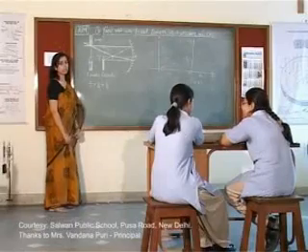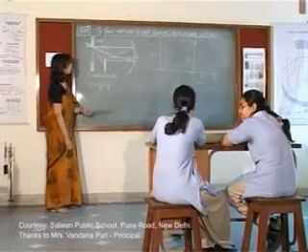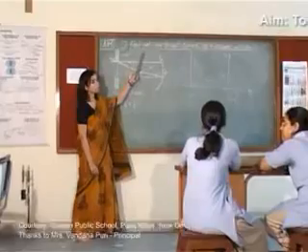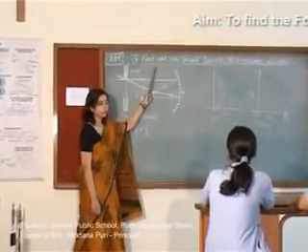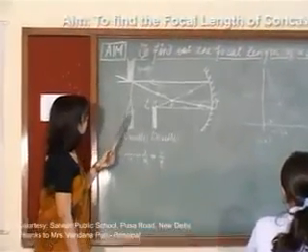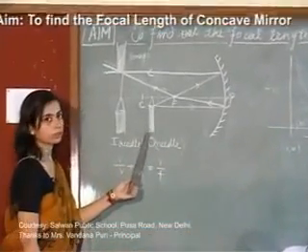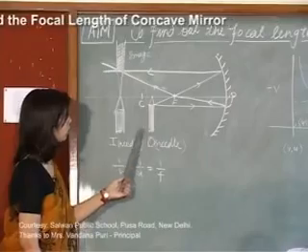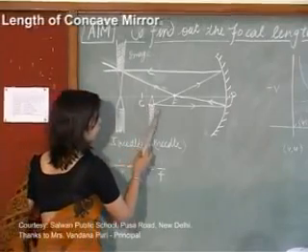Our next experiment will again be on optics, and we will be finding out the focal length of a concave mirror. Now, as all of you know, a concave mirror is a converging mirror. We will be using an object, which basically will be in the form of a needle. It will be sending two rays towards the mirror.